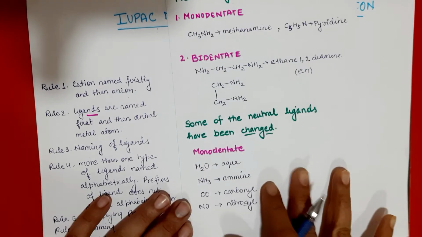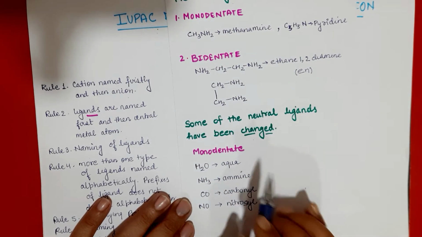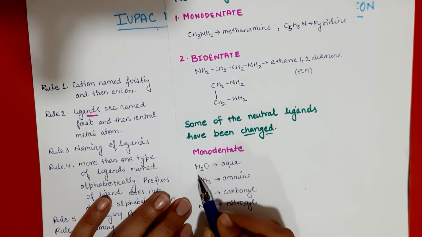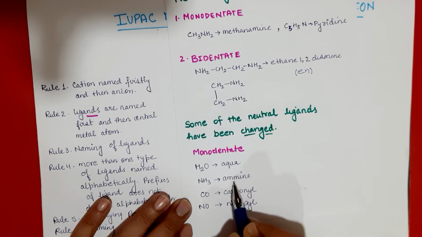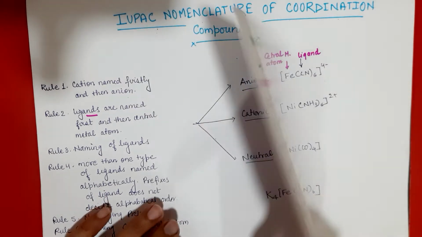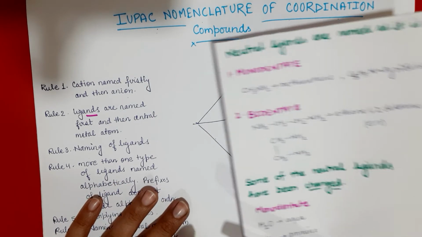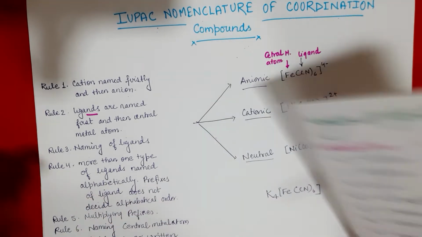Some of the neutral ligand names have been changed in coordination chemistry. Those are H2O, which we call aqua, NH3 with a double M, ammine, CO carbonyl, and NO nitrosyl. So we will consider this chart while writing the names of given coordination compounds.